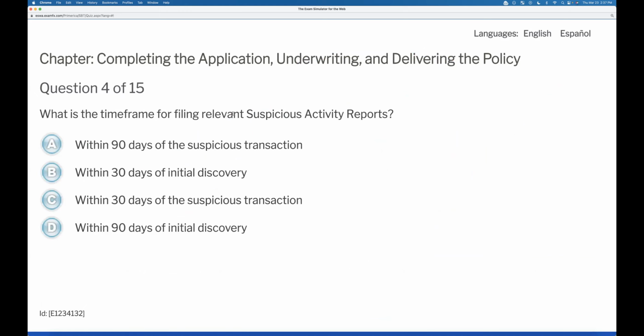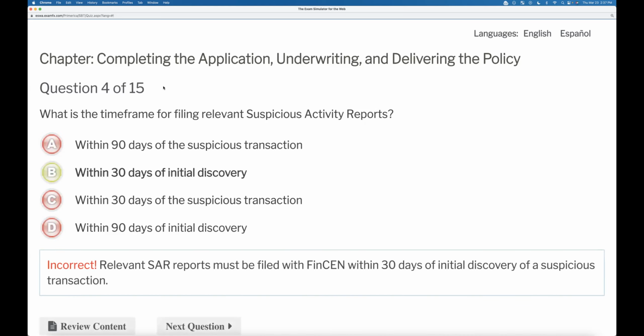What is the time frame for filing relevant suspicious activity reports? We did this before. D. Oh, B. I think I did it wrong, honey. It's a B. I remember this one now. Okay, perfect.